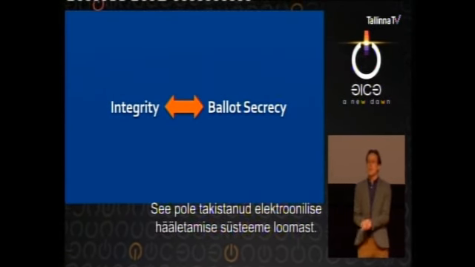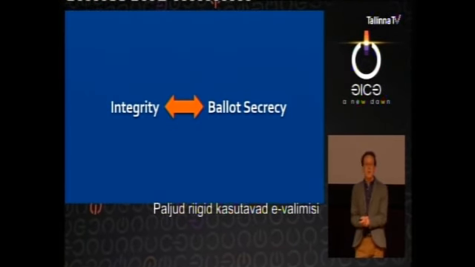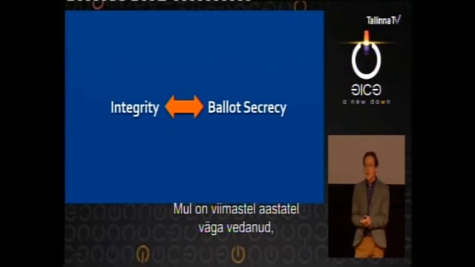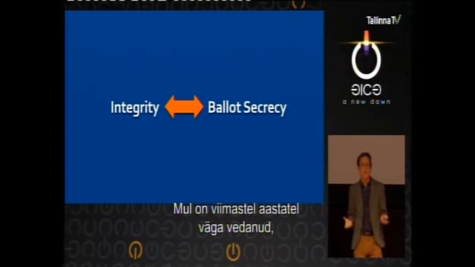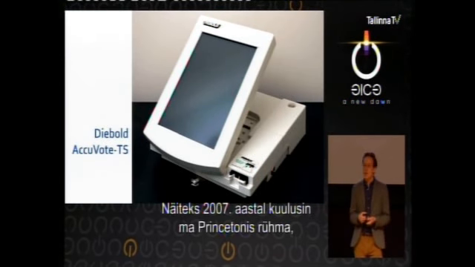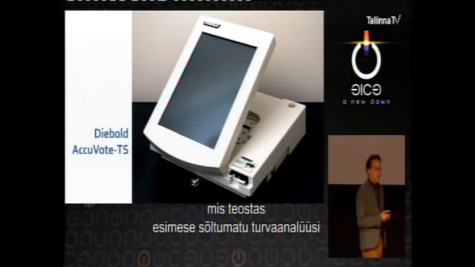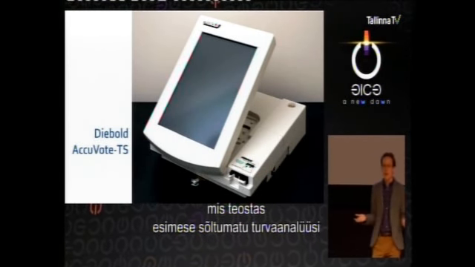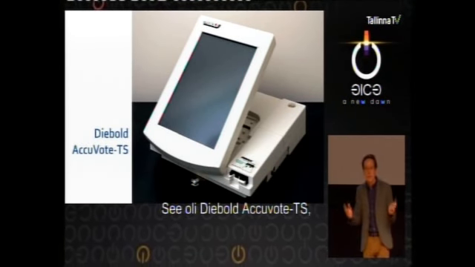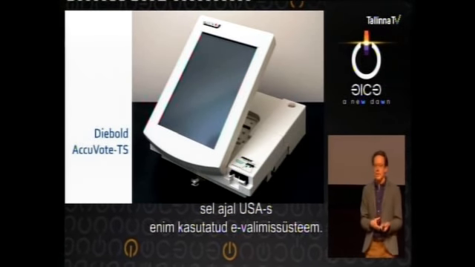Now, of course, that hasn't stopped people from building electronic voting systems, and many countries around the world use e-voting or are starting to try internet voting. And I've been very lucky over the past few years to have been involved in some of the first hands-on studies of these different systems. For instance, in 2007, I was part of a team at Princeton that did the first hands-on security analysis by an independent party of an e-voting machine used in the US. This thing, the Diebold AccuVote TS, was the most widely used e-voting machine in the United States at the time.